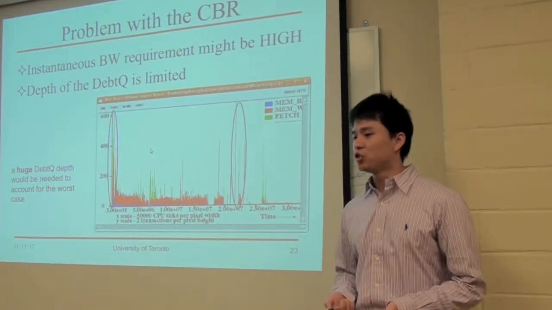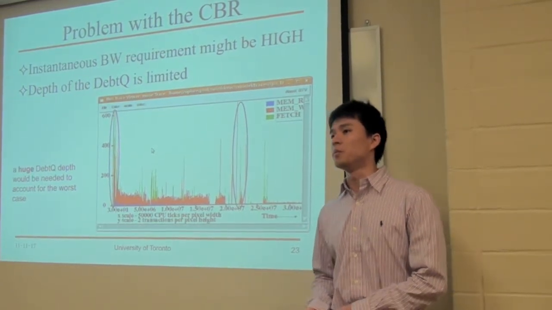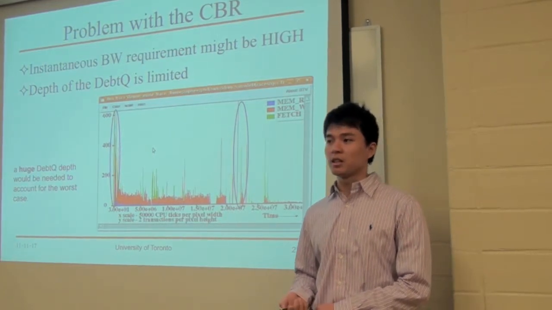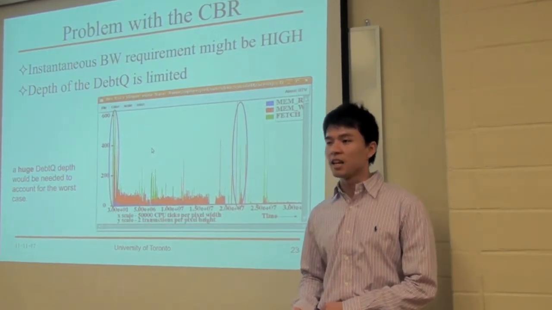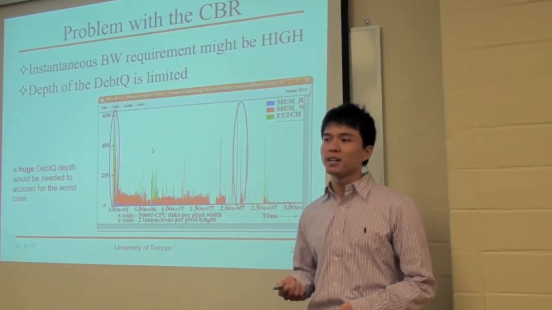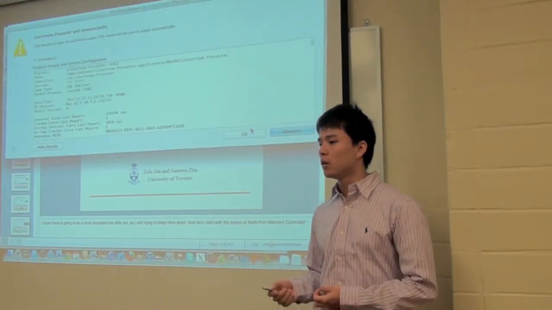So the limitation of the CBR is that it relies on the depth of the queue to provide minimum latency guarantee. However, the depth of the queue is limited, and the instantaneous bandwidth requirement of the ports can be orders of magnitude higher than its average bandwidth requirement.